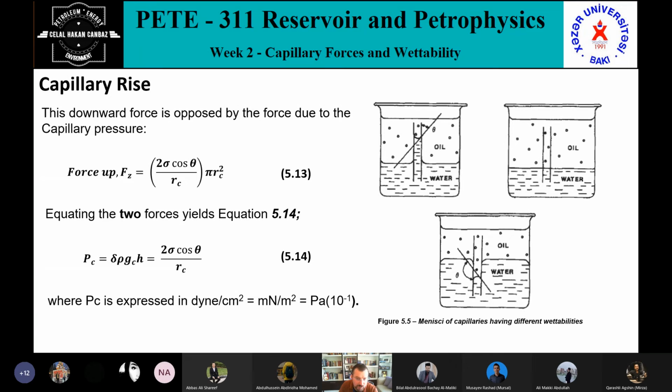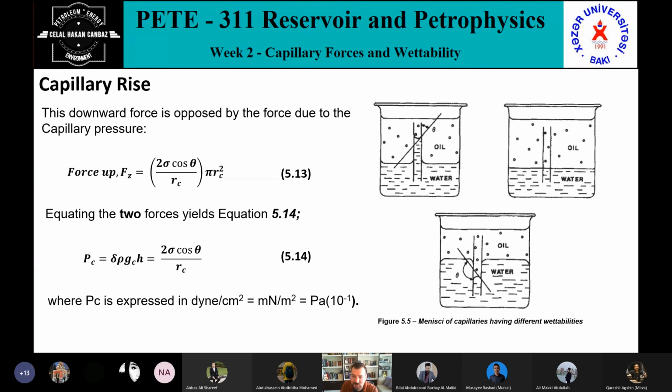Actually, I will yield the same value, but this time by equating the forces. I reach the same value by using the forces. PC is expressed in dyne per centimeter squared, as I said, and it equals millinewton per meter squared, and also Pascal.